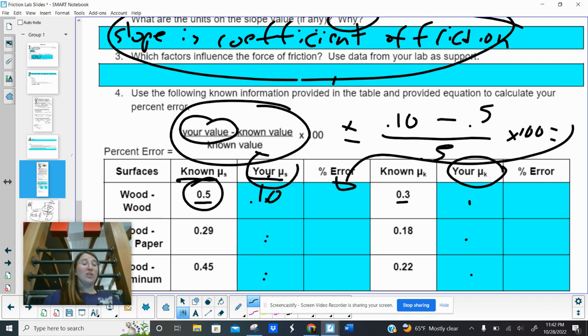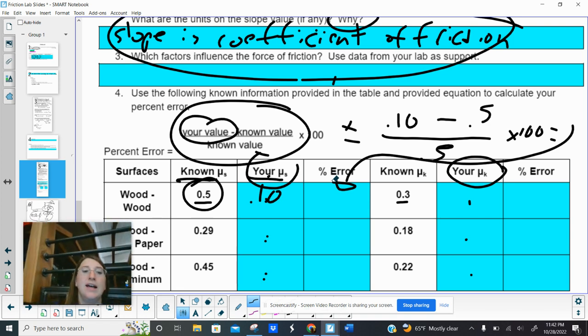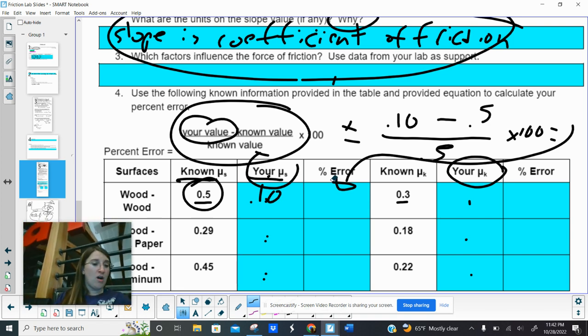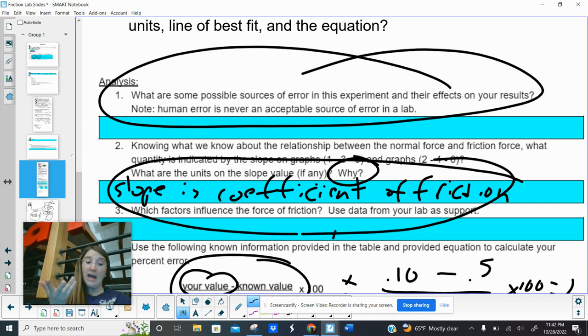Do not freak out. A lot of you guys are going to have very high percentage errors because, again, our equipment was not very exact for one, as well as if your aluminum wrinkled at all, or same for the wax paper, that's going to throw stuff off. Those are things you could have talked about in number one that can throw stuff off.